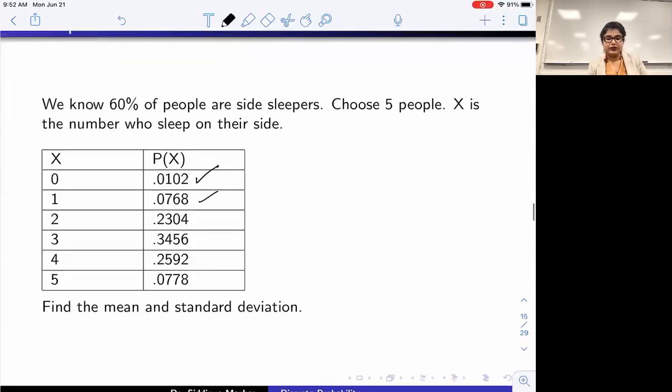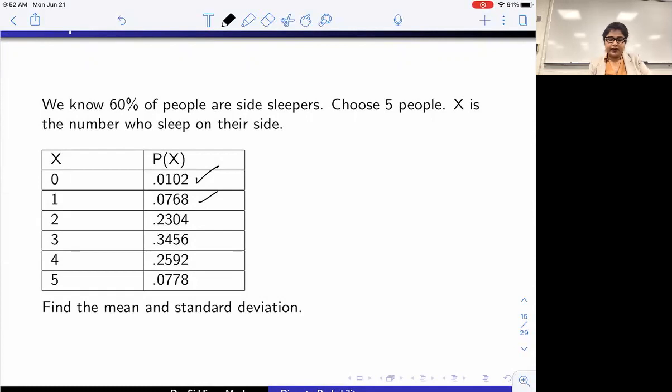So what you have to do is calculate the mean and standard deviation. It means on average, if you do this procedure many times, maybe 50 times, you go outside and survey 5 people and find how many of these 5 people are side sleepers. I am going out, surveying 5 people, and checking how many sleep on their side. We don't know how many times this procedure has been done, but no matter the number of times, we found that 60% of people sleep on their sides. So this is the data we have.